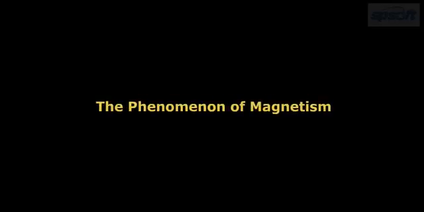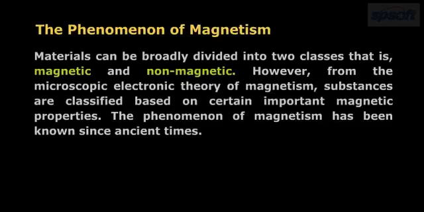The phenomenon of magnetism. Materials can be broadly divided into two classes, that is, magnetic and non-magnetic. However, from the microscopic electronic theory of magnetism, substances are classified based on certain important magnetic properties. The phenomenon of magnetism has been known since ancient times.